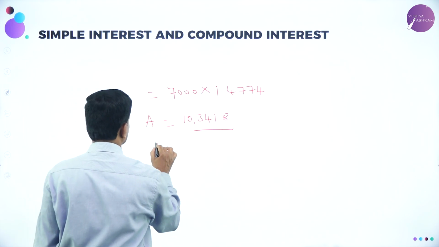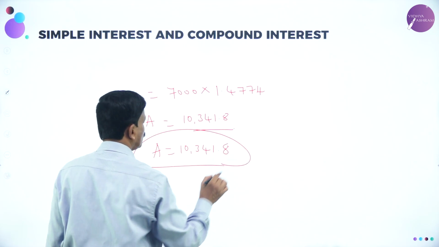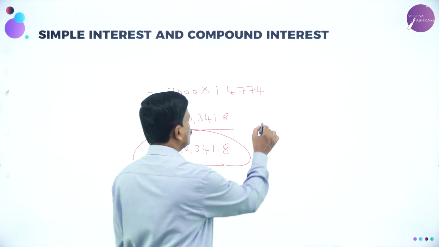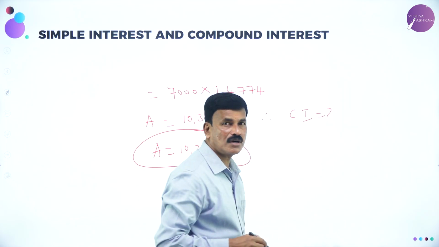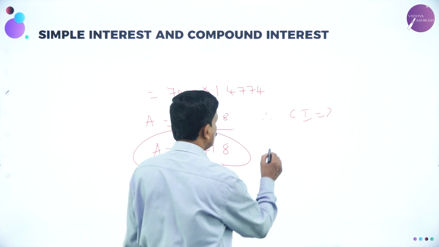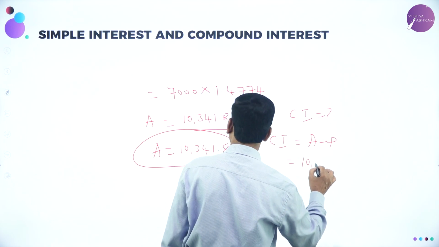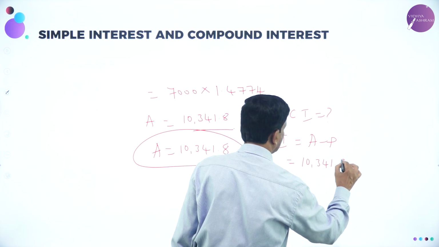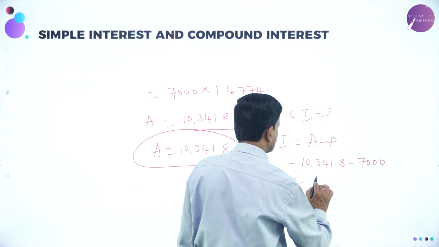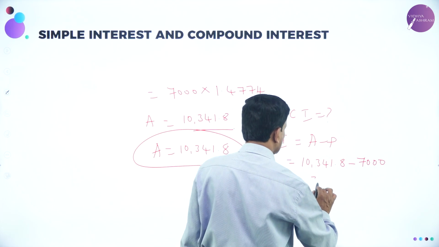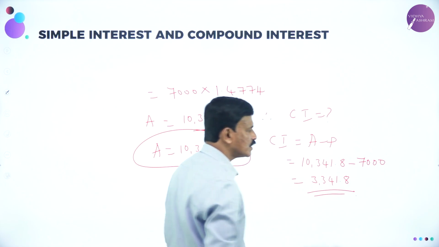So amount is equal to 10,341.8. Now what is required is to find the compound interest. What is the formula for compound interest? Compound interest is equal to amount minus principal, A minus P. What is the amount? 10,341.8 minus what is the principal? 7,000. So if you subtract this, what are you going to get? 10 minus 7 is 3, so 3,341.8. This is the required compound interest.